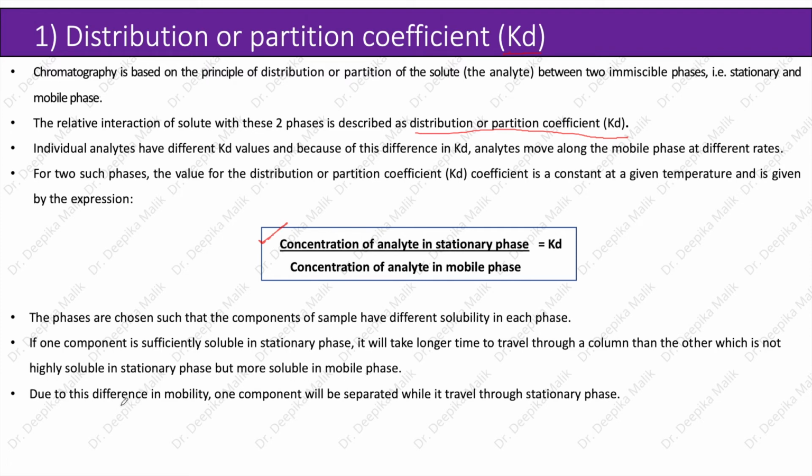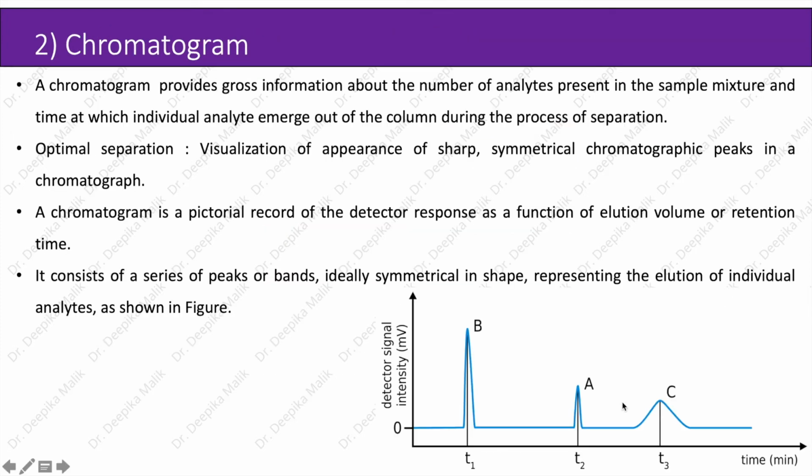Due to this difference in mobility, one component will be separated while it travels through the stationary phase. Now, to understand further parameters, we need to revise the chromatogram. A chromatogram provides gross information about the number of analytes present in the sample mixture and the time at which individual analytes emerge out of the column during the process of separation. For optimal separation, there is visualization of the appearance of sharp, symmetrical chromatographic peaks in a chromatogram.